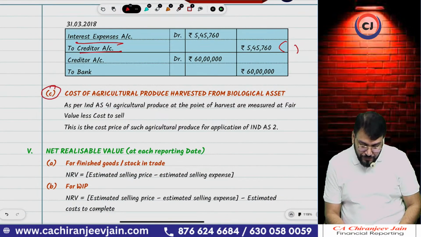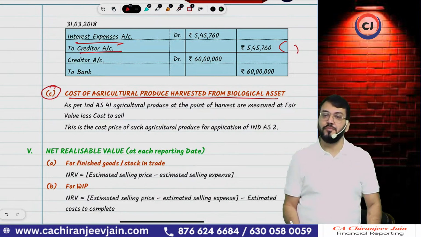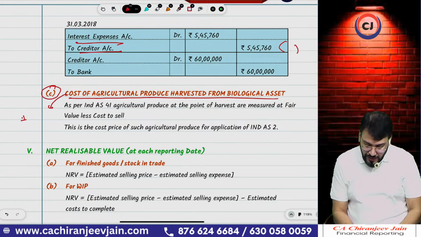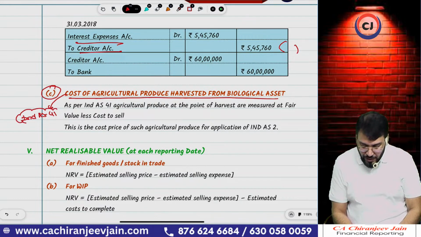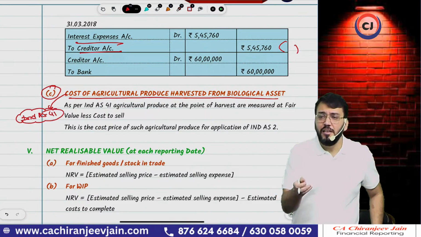Next point is cost of agricultural produce harvested from biological assets. I will not explain this right now. Let us refer to Ind AS 41. Biological asset means what? Living animal and living plant.